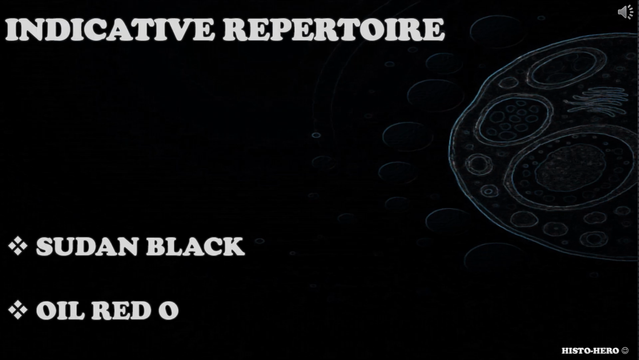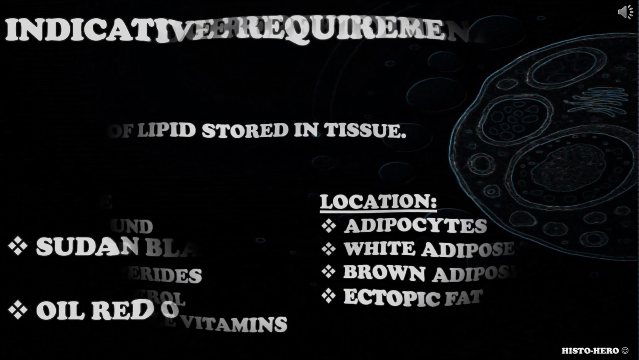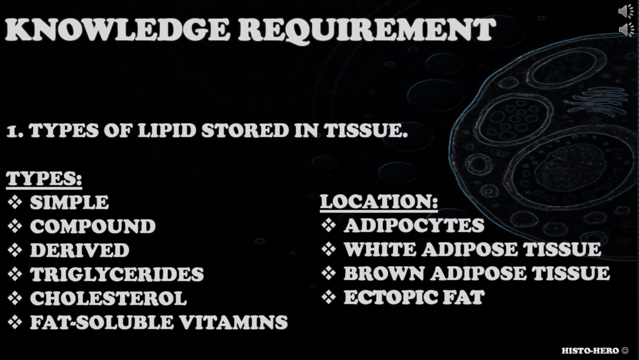The portfolio offers indicative repertoire for this subsection that includes Sudan black, oil red O. Knowledge requirement is what is expected of you to know and understand to demonstrate your knowledge is at the specialist level. Think about what knowledge you had as a Band 5 BMS. How would that differ to the knowledge as a Band 6 BMS? That specialist level of knowledge would allow you to troubleshoot, problem solve, verify, validate, help others and maintain high-quality service.